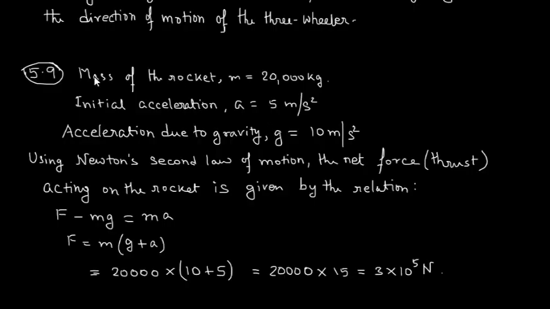So mass of the rocket is m is equal to 20,000 kg. Initial acceleration a is equal to 5 meter per second square. Now acceleration due to gravity g is equal to 10 meter per second square. Using Newton's second law of motion, the net force or thrust acting on the rocket is given by the relation F minus mg is equal to ma. F is equal to m bracket g plus a.